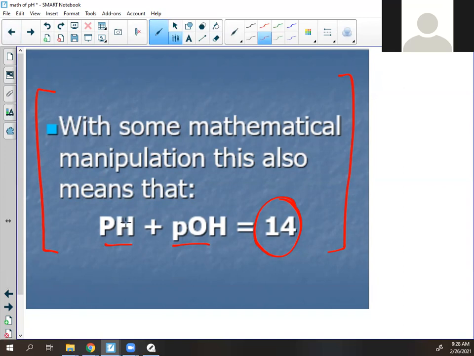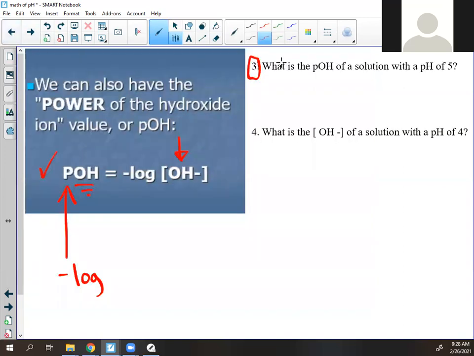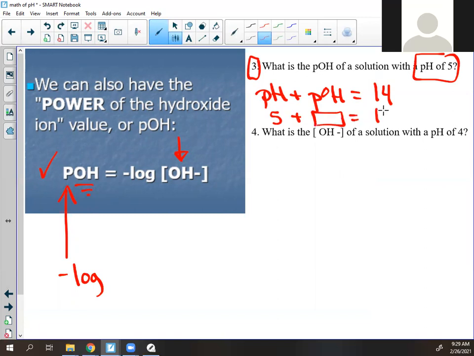Okay, come back here. pH plus pOH always equals 14. So if pH plus pOH always equals 14, and I know this is 5 plus something always equals 14, what would this number be? A 9.